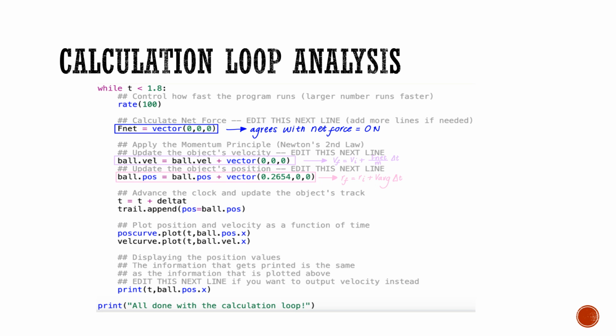Here we have my calculation loop analysis, where we can see that the net force is 0 as the vector 0, 0, 0 is equal to 0 newtons. We also have my ball velocity, which shows that there is a constant velocity, which also is where I use the position update equation. And then below that, circled in the pink box, I have my position update equation.